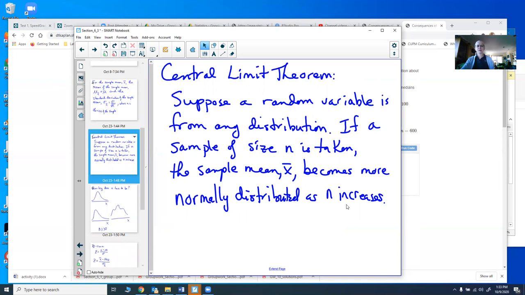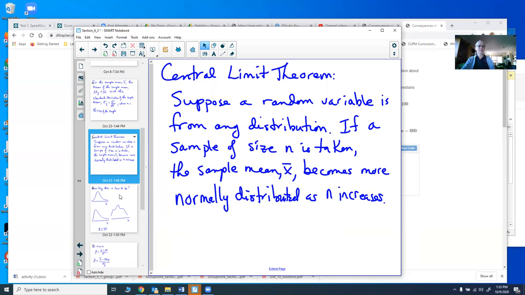And so then the question is, how big does n have to be? So all this means is that if I have some variable I'm measuring, and it's from any kind of distribution in the world, it can be a skewed distribution, it can be anything I want. I'm going to take samples and calculate the median, or in this case, the mean. I'm going to keep doing that over and over again. I'm going to get my sampling distribution. As that sample size gets bigger and bigger, my sample mean becomes closer and closer to looking like a normal distribution. The question is, how big does n have to be?